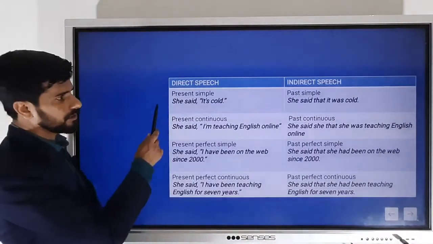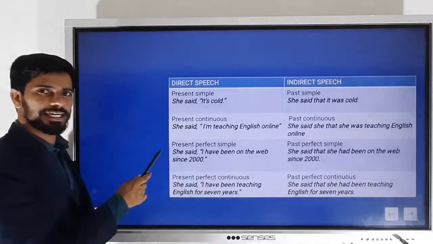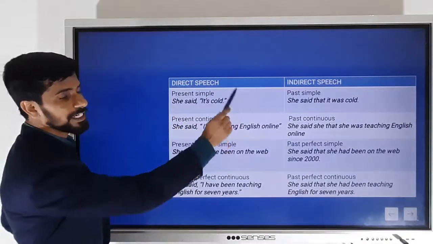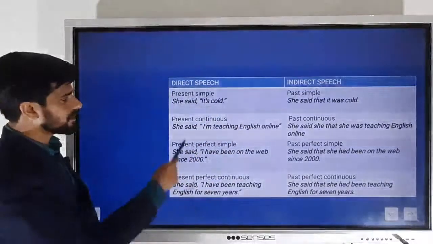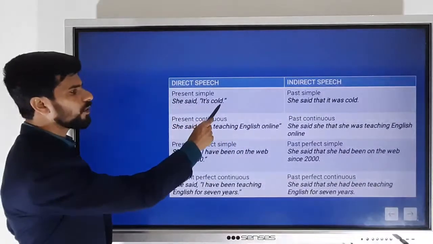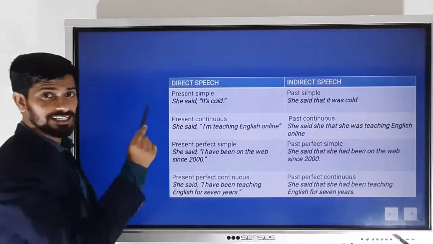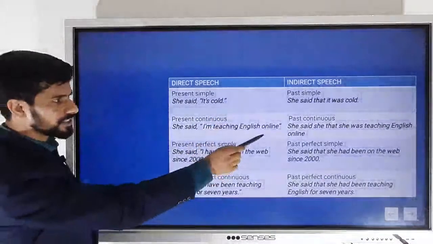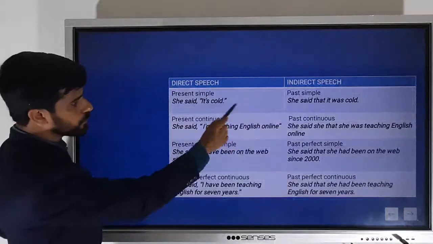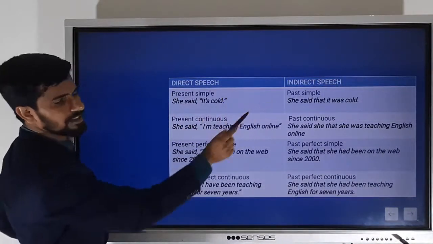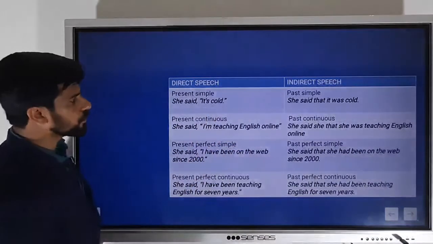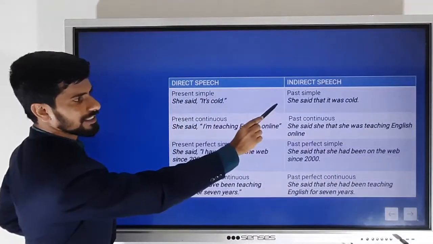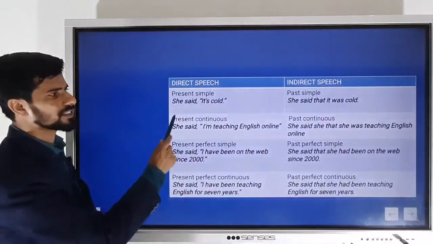So changes in tense. What changes can take place in tense? If the sentence is simple present tense, it will be converted into simple past. You can see here, she said it's cold. It's cold is a simple present, right? It is cold. So when you convert it, she said that it was cold. You notice this, right? The comma here is removed and the quotation marks, you don't see them, right? So comma and quotation marks have been removed and is has been converted as was. It is cold is that it was cold, right? So simple present into simple past.